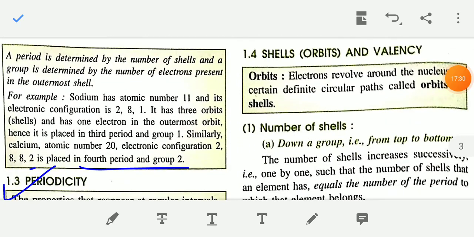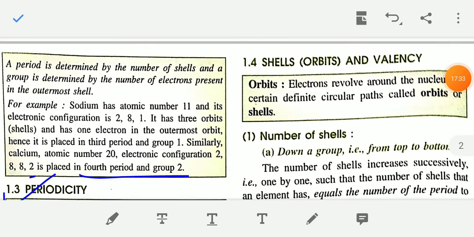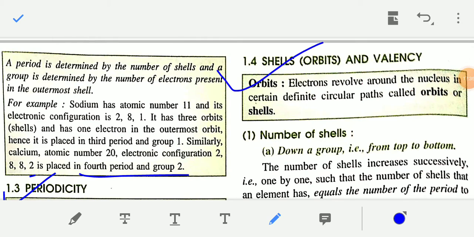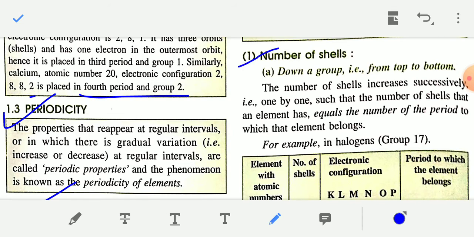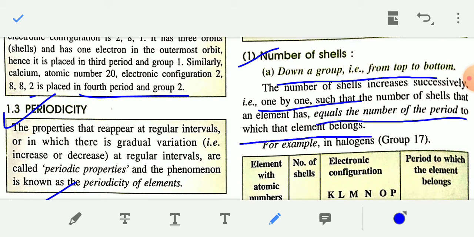Now, shell or orbit. Electrons revolve around the nucleus in certain definite circular paths, which are called orbits, and the shells are also called orbits. Down a group, that is from top to bottom, the number of shells increases successively, that is one by one, such that the number of shells that an element has equals the number of the period to which that element belongs.